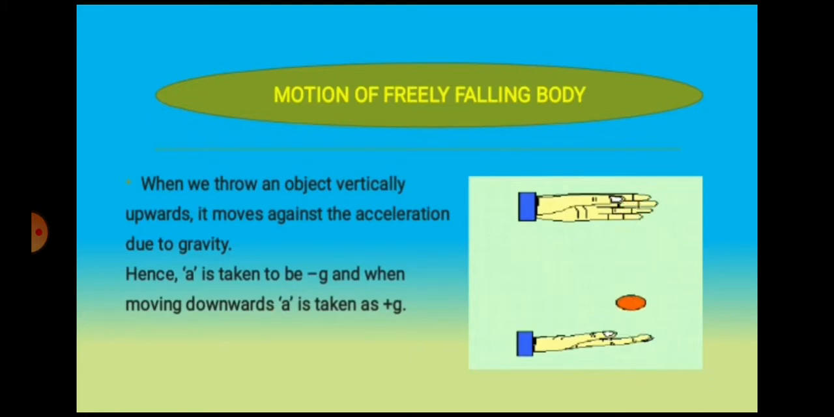So what is the first equation? v = u + at. So you have to replace a with g. So u is equal to 0, so 0 plus g into t. So v = gt. What is the second equation?